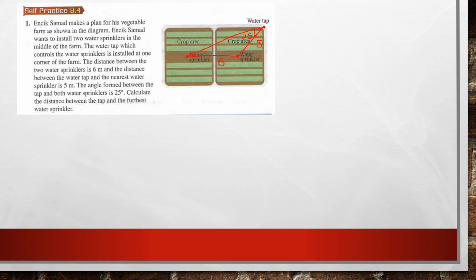So calculate the distance between the tap and the furthest water sprinkler. So they're asking for this distance. What is this distance now? So you want to find this distance. How do you want to find this distance? You know this length. Okay, maybe we can label it as A. You can label this as B, and this one as P.